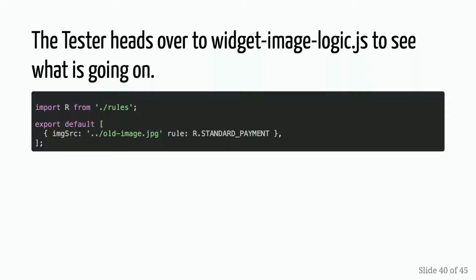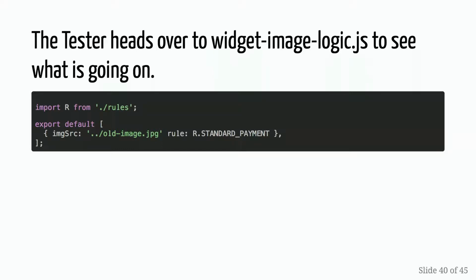We're importing everything. We're just exporting one huge object as R for all our rules because we use so many of them. And then there's an image source, and it's a path to an image. And then there's a rule for standard payment, and then that's it. So there's nothing in here relating to new widget at all. How would we ever get the new widget image? Of course this doesn't work.